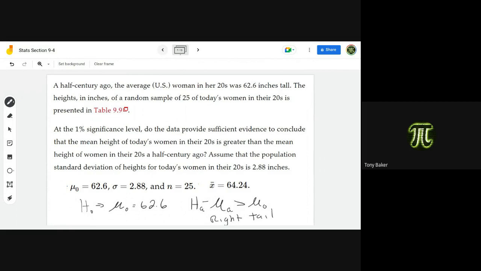So it's not just reject, it's okay, we've rejected, what does that mean? And for this situation, that means my assumption is that the heights of women today are higher than they were in the 1950s or half a century ago. So actually half a century, God, makes me feel old. So that would be 1970.